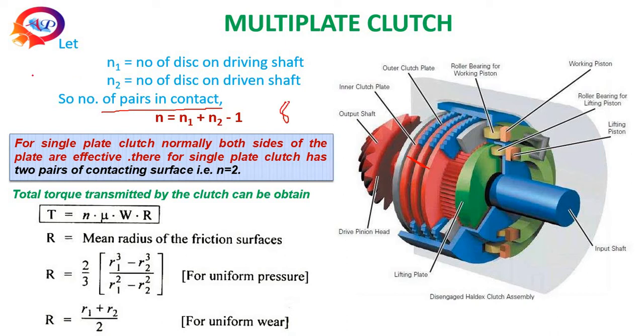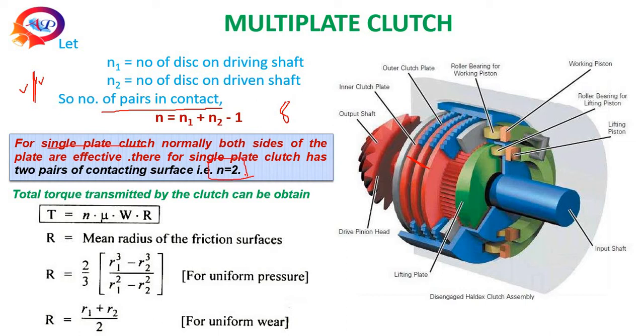Suppose I consider a single plate, but that is not a single plate clutch, because if you look at a single plate, both surfaces are in contact. This surface is also in contact. That is one pair, so in a single plate clutch there are 2 contacting surfaces. So in single plate clutches, normally n equal to 2.